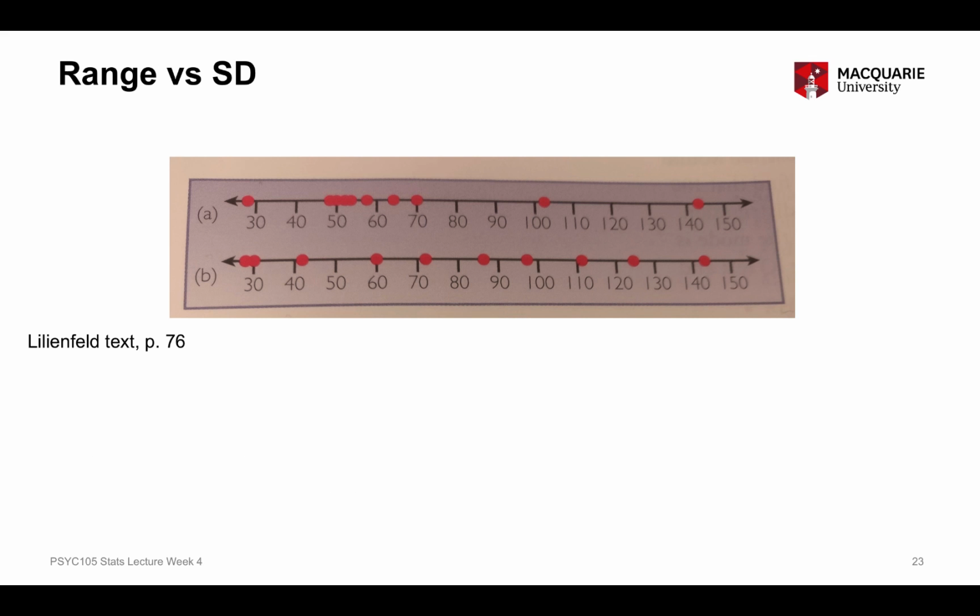The next slide is just to show you the difference between the range and the standard deviation in terms of representing the spread of scores. So what you can see here, this is just taken from your textbook. What you can see here is two different spreads of scores. The top one, A, you can see that a lot of the scores are clustered around the 50, 60, 70 mark, and there's just one down at 30, one just above 100, and then one just above 140. Whereas the bottom part of the diagram, B, you can see that the scores are much more spread out. There is much more even dispersion or even spread of scores all along the range.